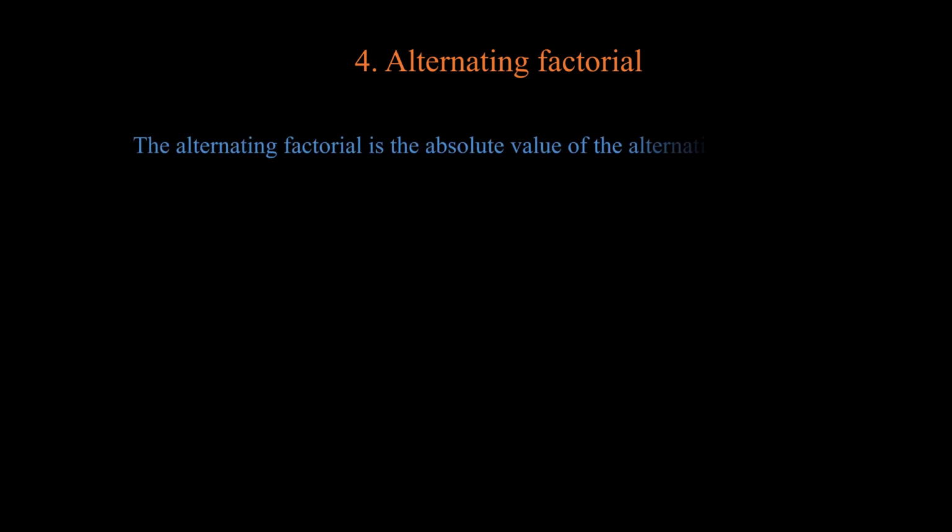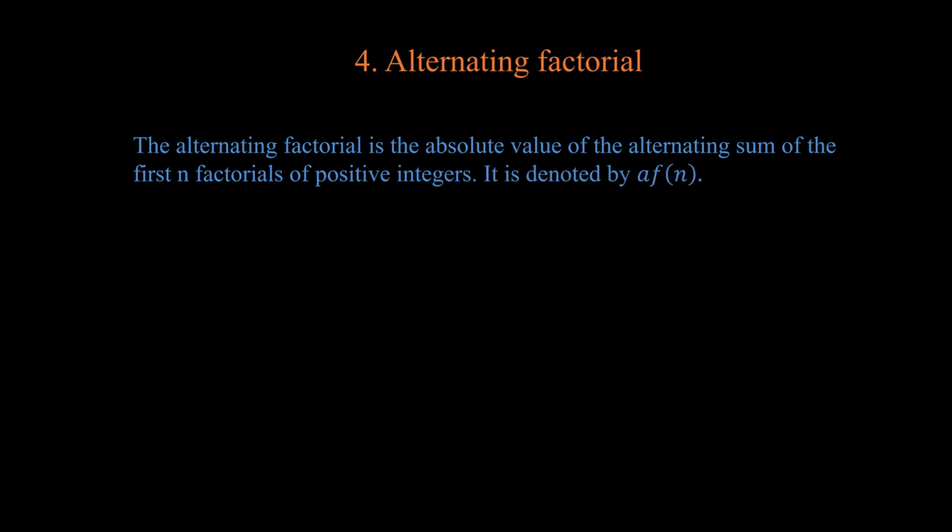Let's talk about alternating factorial. The alternating factorial is the absolute value of the alternating sum of the first n factorials of positive integers. It is denoted by AF of n. Alternating factorial of n is equal to the sum of negative 1 to the power n minus i, multiplied by i factorial, from i equal to 1 to n. If n is odd, the even index factorials are multiplied by minus 1. And if n is even, the odd index factorials are multiplied by minus 1.